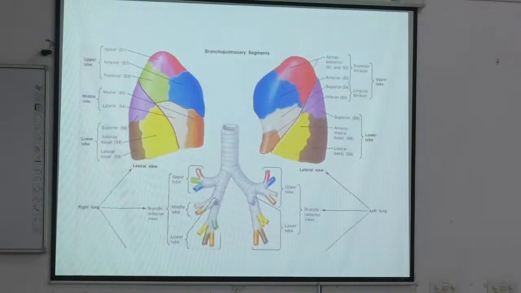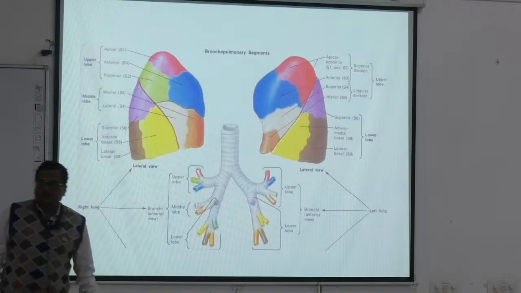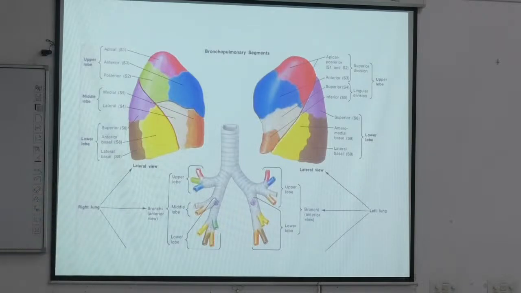So, these are the bronchopulmonary segments. What is the pattern? That is very important. The names were fixed by the International Anatomical Society, established in 1960. You cannot change them.